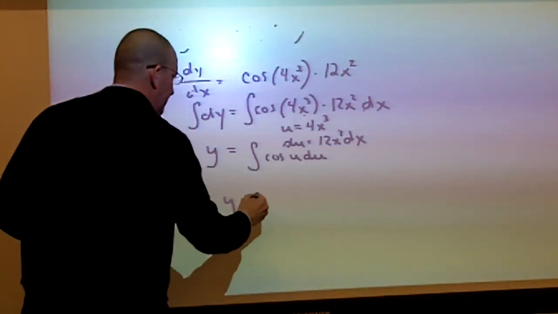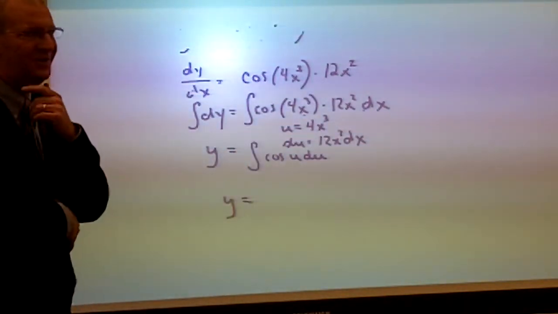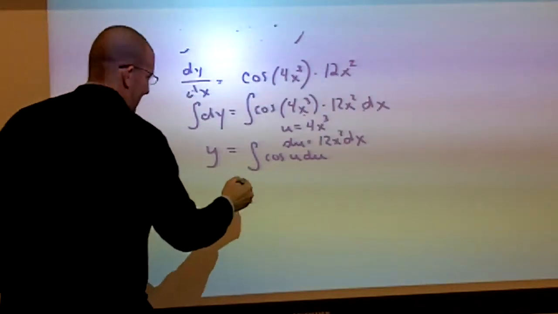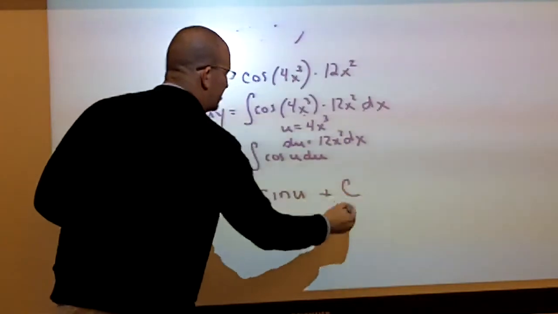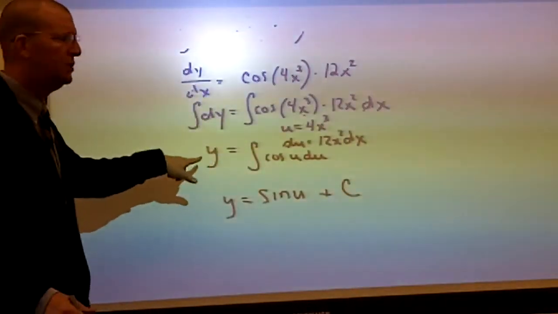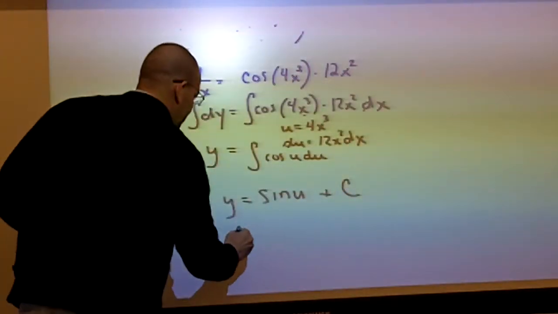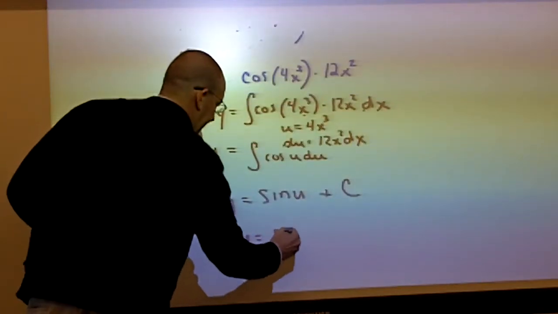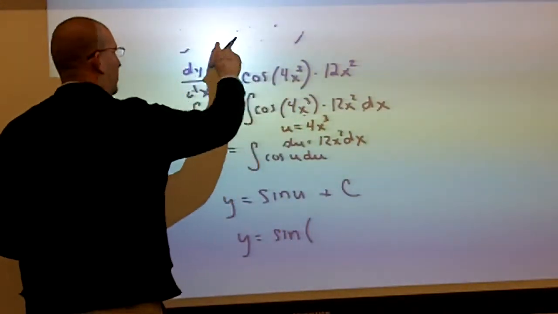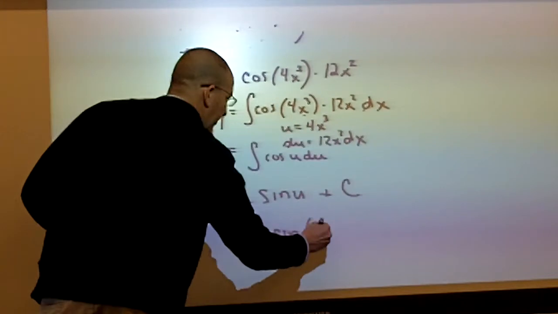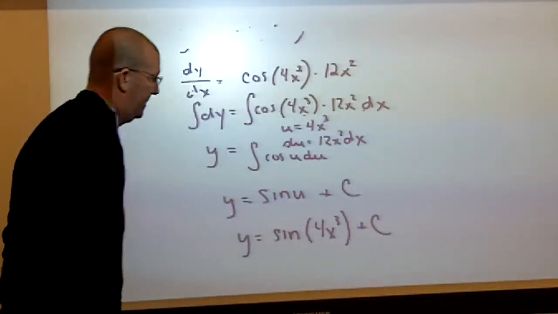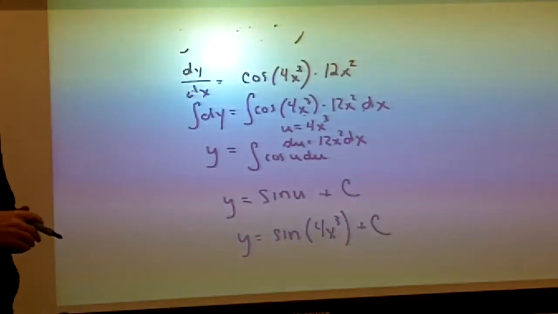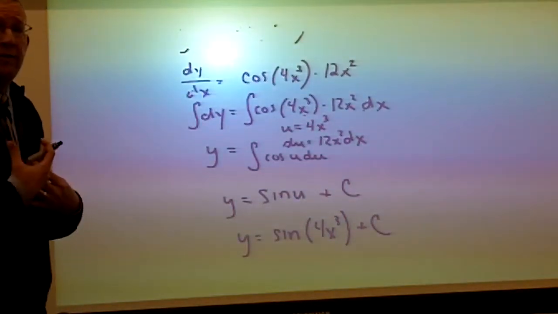Now, what is the function whose derivative is cosine? Sine. There's that big C I was talking about. That comes from this side too. And now we replace u with what we had set it equal to here, 4x cubed. And that's your answer.